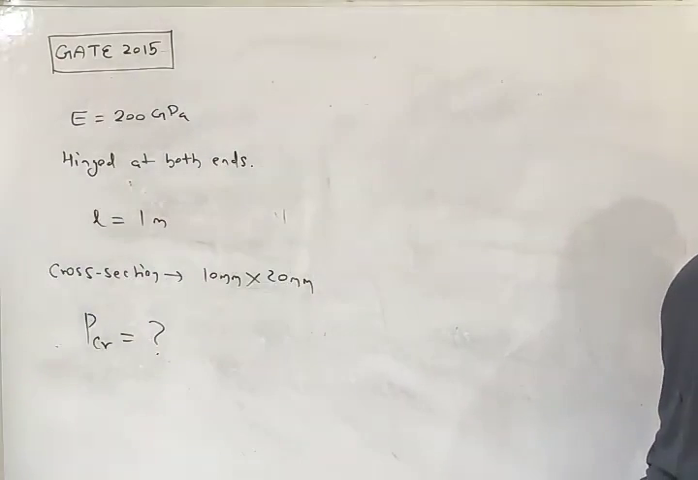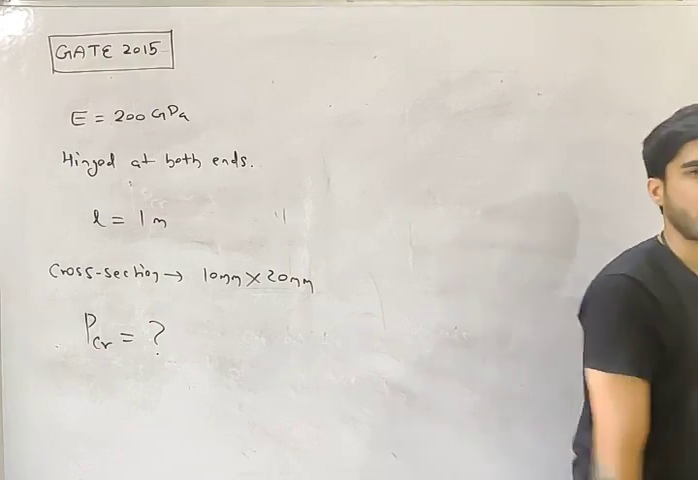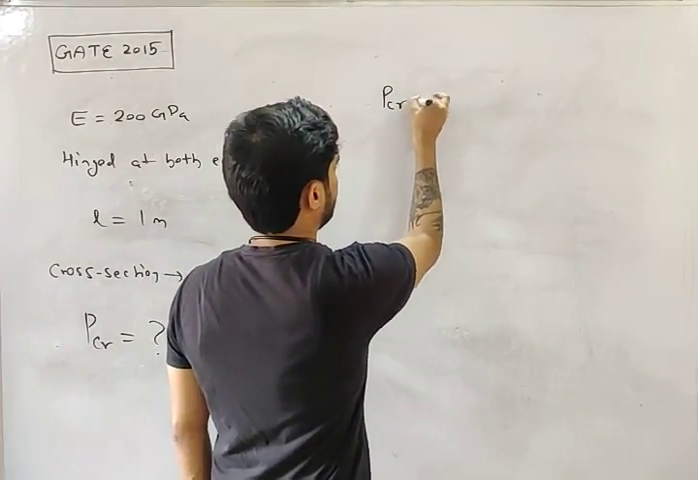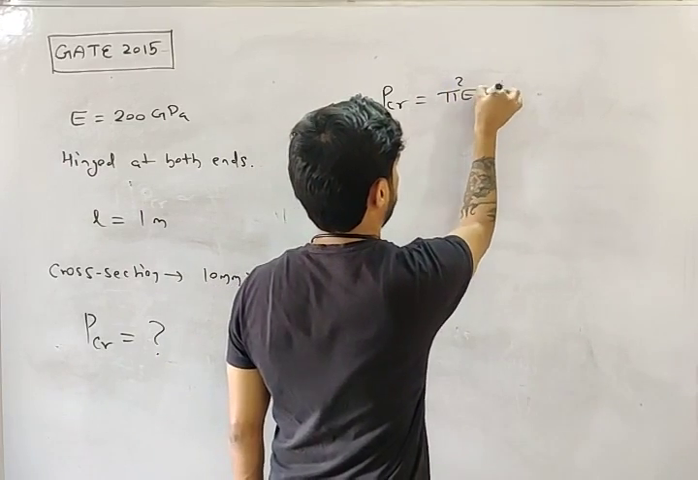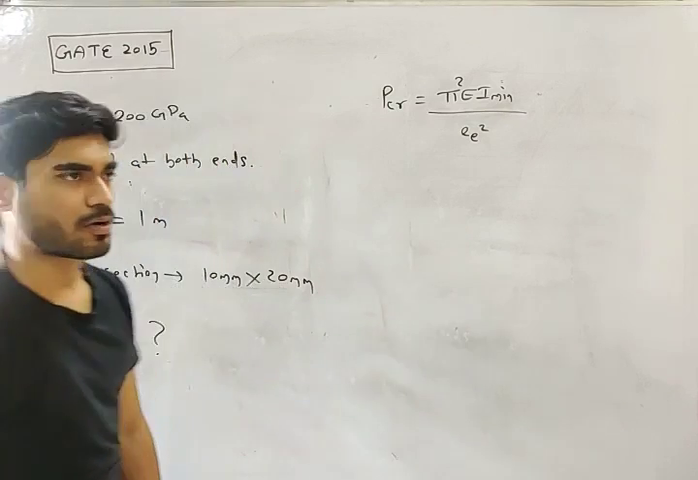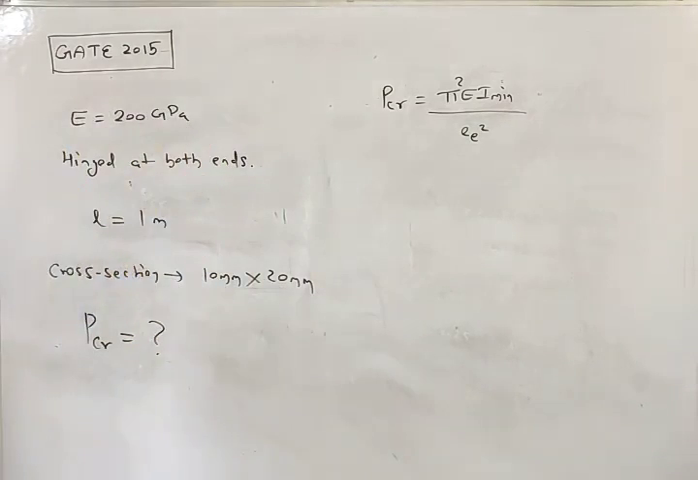Very easy question. You just have to put the values in the equation, my friend. Okay. So what is the equation, my friend? P critical equals pi square E I minimum by LE square. Okay. Pi square E I minimum by LE square.